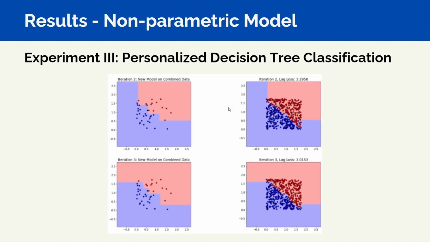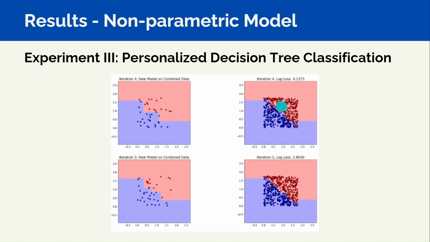However, the log loss is not really good because data points close to the diagonal line boundaries are misclassified a lot.